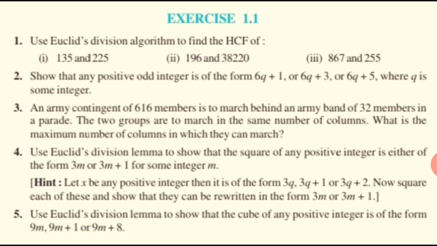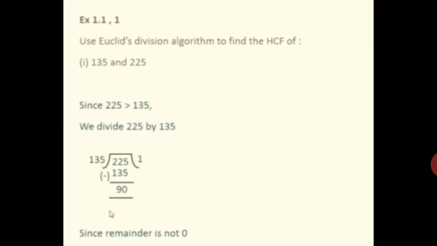Now, our first exercise, exercise 1.1, which is flashed on your screen, its very first question reads: use Euclid's division algorithm to find the HCF of 135 and 225. That is the very first sub-question. We are going to solve it using Euclid's division algorithm.